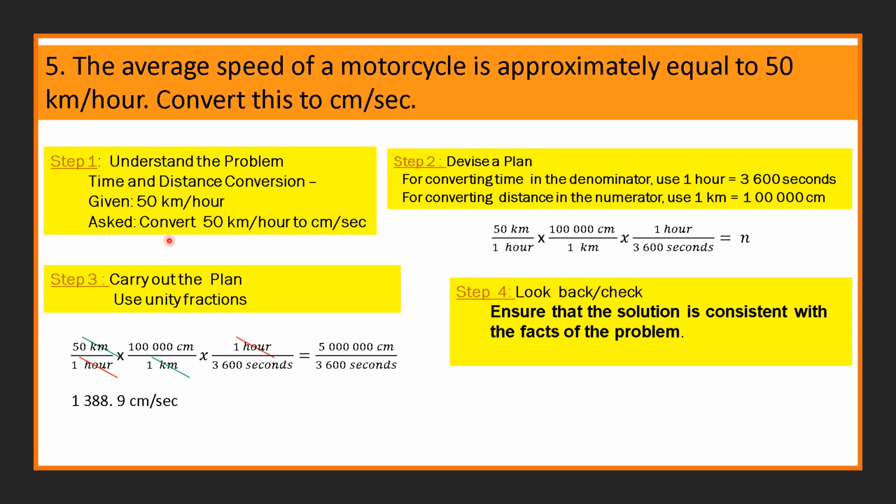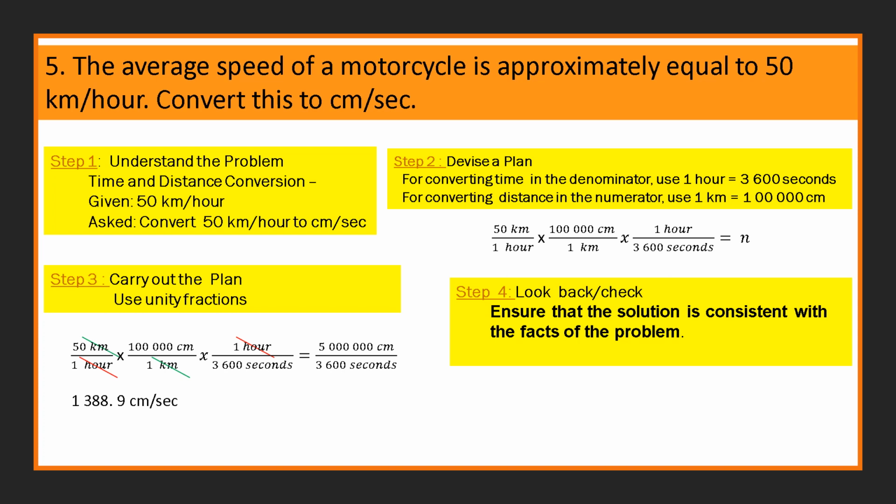Based on this information, we can now devise a plan on how to solve this problem. We have to convert the time in the denominator, so we use 1 hour is equal to 3,600 seconds. And for the numerator, which is the distance, we use 1 kilometer is equal to 100,000 centimeters. So we'll use these two conversion factors to solve this problem.